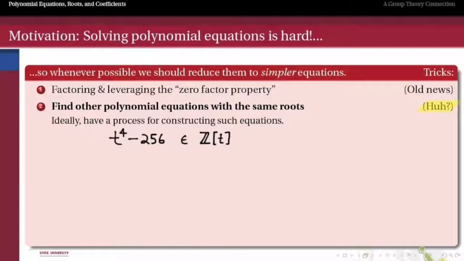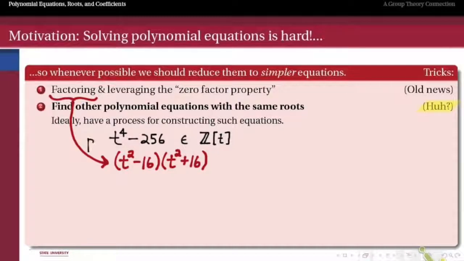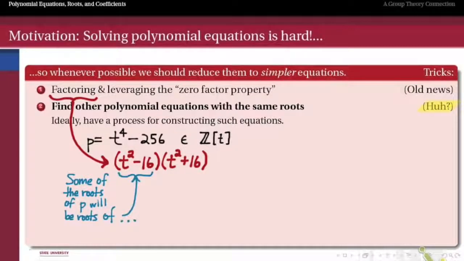Well, let's illustrate this with an example. So t to the fourth minus 256. Here's a polynomial of degree 4 over the integers. We could factor this just using the techniques of high school algebra into t squared minus 16 times t squared plus 16. And once we've done that, the zero factor property will help us find the roots of our original polynomial p. Some of those roots of p will be roots of this first factor, so some of them will satisfy t squared minus 16 equals 0. And the others are going to be roots of the second factor. They'll satisfy t squared plus 16 is equal to 0.